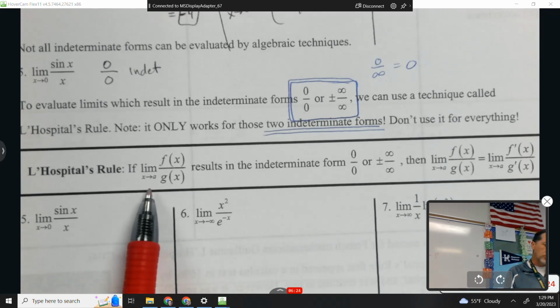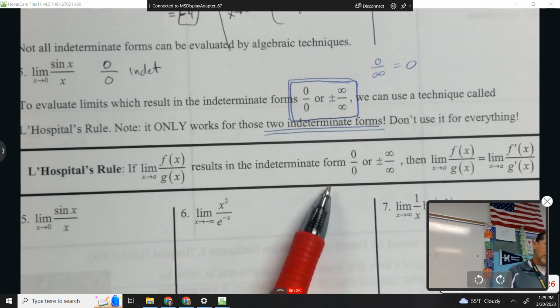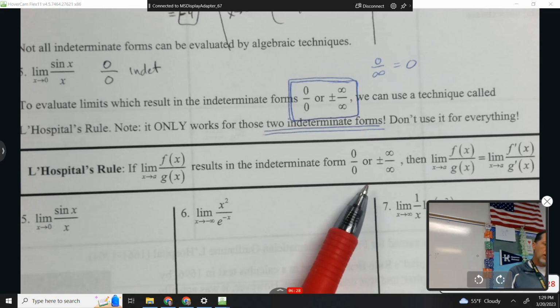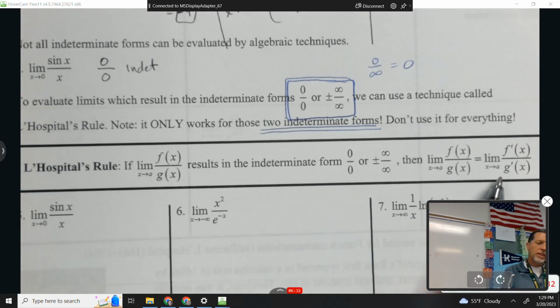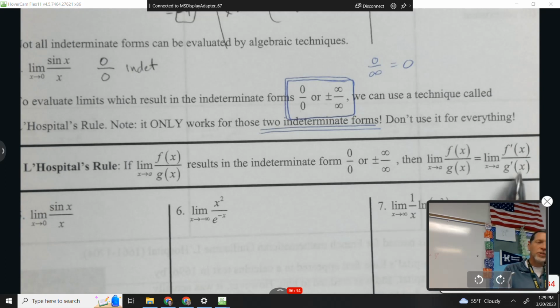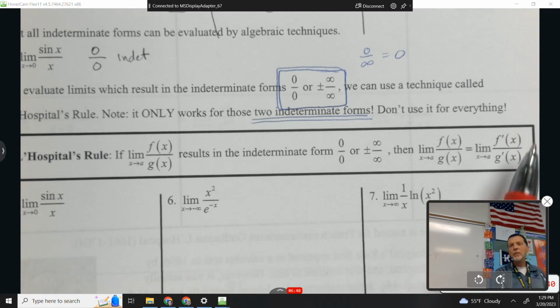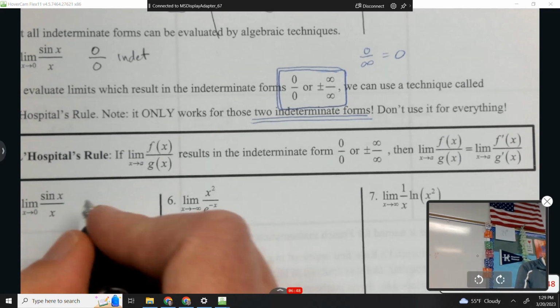Here's L'Hopital's rule. If the limit results in the indeterminate form, then the limit equals the limit of the derivatives. Not the quotient rule. You're not doing a quotient rule thing. You're just doing derivative of the top, derivative of the bottom. And the limit is the same. So it's really useful and easy.